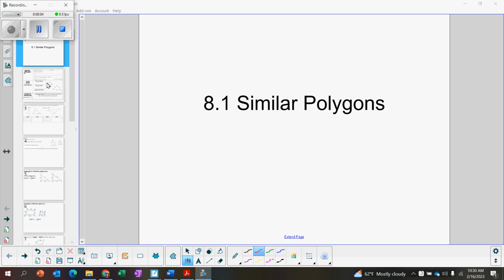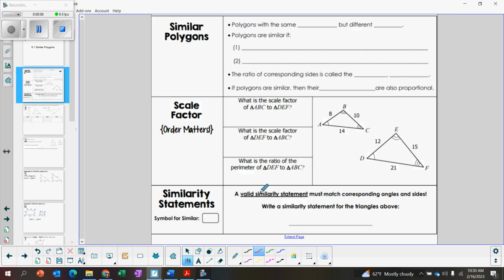This is lesson 8.1, similar polygons. So similar polygons are polygons with the same shape but a different size. And we talked about similarity when we talked about dilation. So polygons are similar if all the corresponding angles are congruent and all the corresponding sides are proportional.